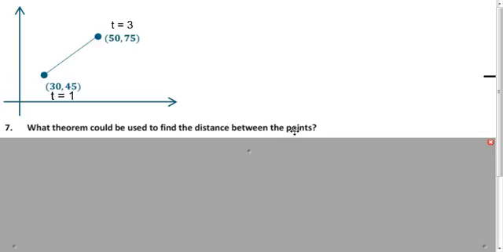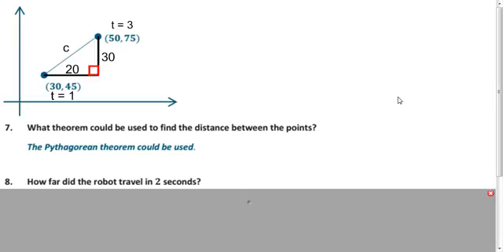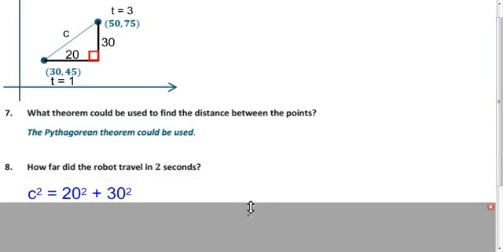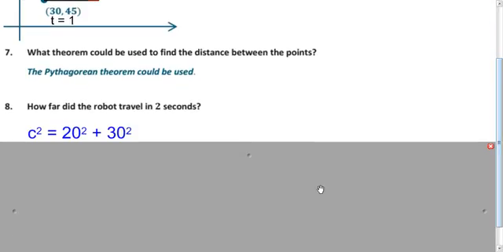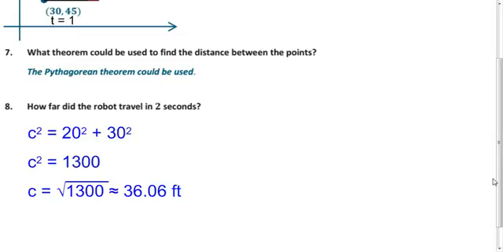And what theorem can we use to figure out the distance between the two points? I'll give you a hint. We drew a right triangle there. This one's clearly not drawn to scale, but that's okay. We can see that we should be able to apply the Pythagorean Theorem. So how far did the robot go in 2 seconds? Well, we just plug in: c squared is a squared plus b squared. And we end up with c squared is 1,300. To solve this, we take the square root, and we get about 36.06 feet.